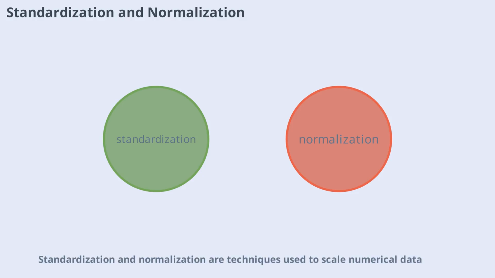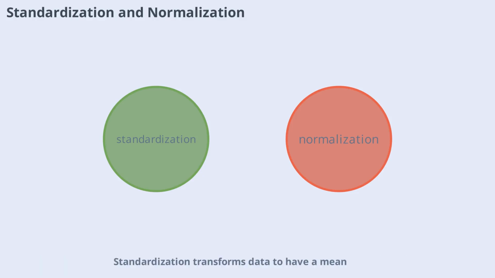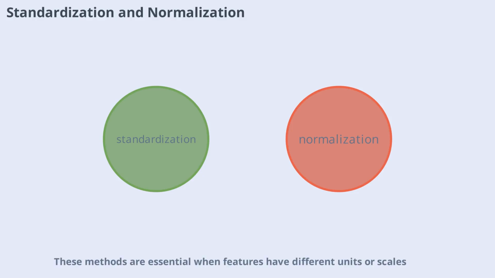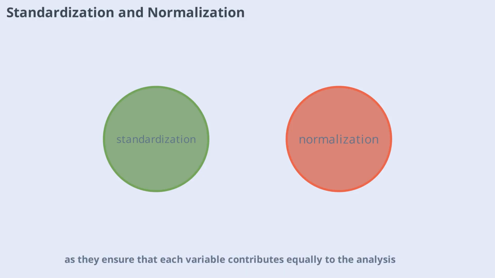Standardization and normalization are techniques used to scale numerical data. Standardization transforms data to have a mean of 0 and a standard deviation of 1, while normalization scales values to a specific range, usually between 0 and 1. These methods are essential when features have different units or scales, as they ensure that each variable contributes equally to the analysis. Without scaling, algorithms might give undue importance to variables with larger values, leading to biased results.